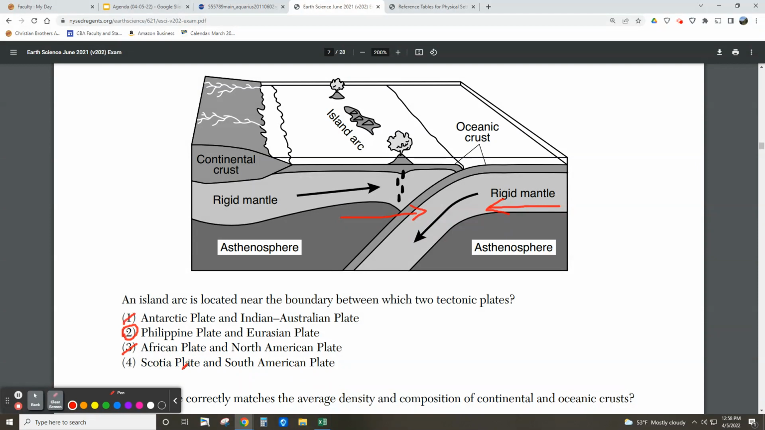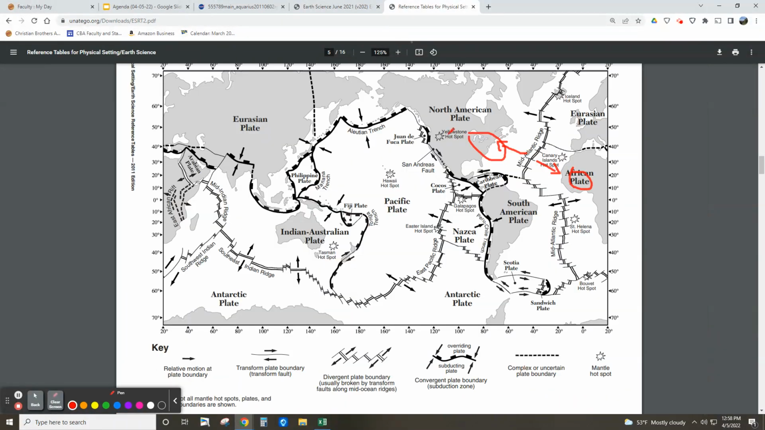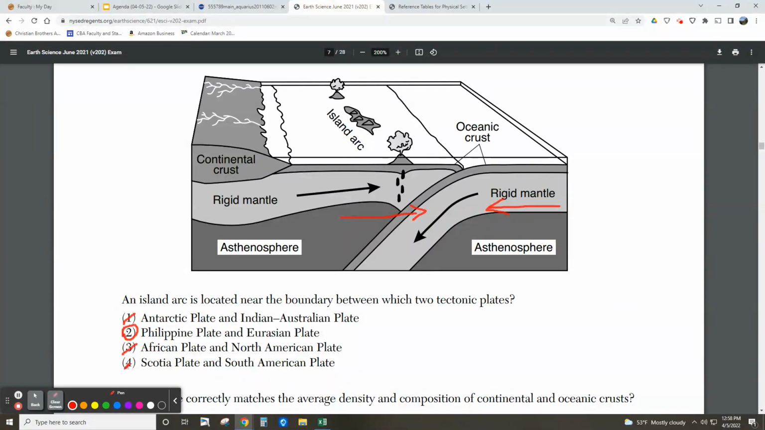And then finally, Scotia plate, South American plate. If you look for those two, Scotia plate's kind of small. It's located right here at the bottom of your map. And as you can tell, the South American plate is right above it. And they're just sliding past each other in this kind of boundary called transform. So it's definitely not that one. So the answer is definitely number 2, the Philippine plate and the Eurasian plate.